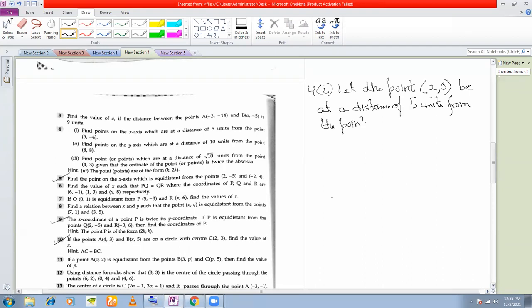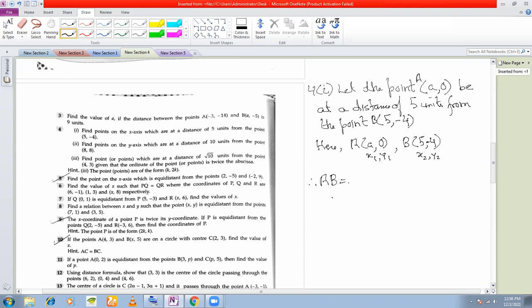Right? Now they are saying points, right? So if you get more than one value of a, then there will be more than 1 point, right? So for the time being, let's assume just 1 point. So let the point (a, 0) be at a distance of 5 units from the point. What is the point given? (5, -4). So let's call this point A and let's call this point B. So let us find out the distance AB. So here, A has the coordinate (a, 0) and B has the coordinate (5, -4). Okay, so if you take this as your x1, this as your y1, this as your x2, and this as your y2. Therefore, what is the length of AB?